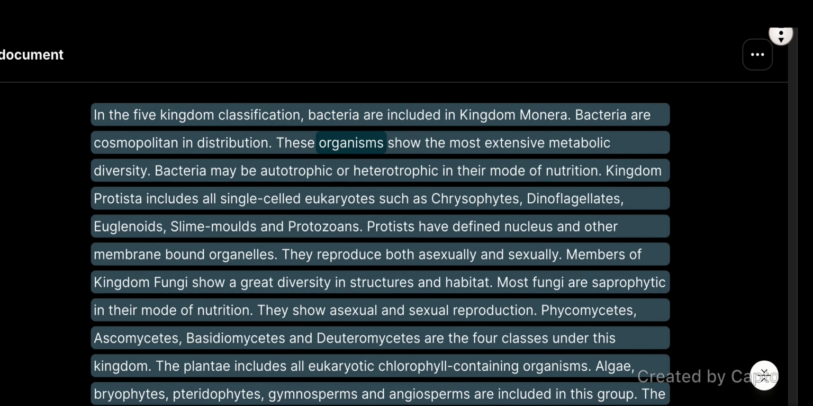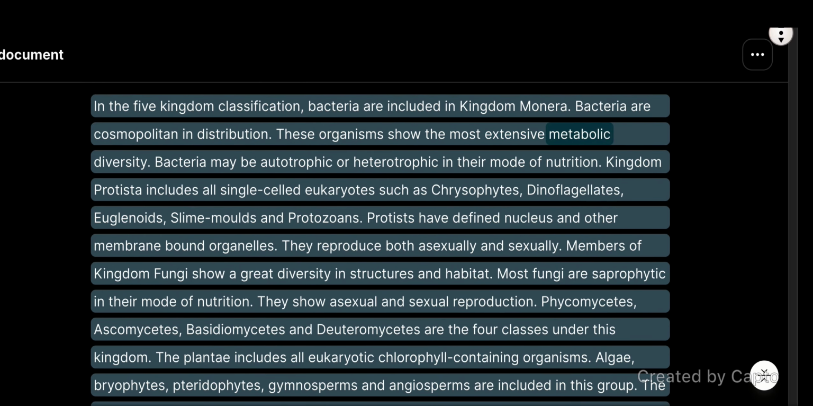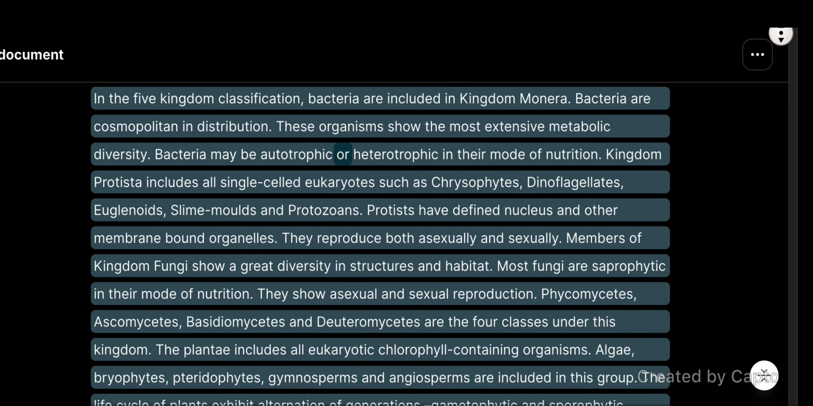Bacteria are cosmopolitan in distribution. These organisms show the most extensive metabolic diversity. Bacteria may be autotrophic or heterotrophic in their mode of nutrition. Kingdom Protista includes all single-celled eukaryotes, such as chrysophytes, dinoflagellates, euglenoids, slime molds, and protozoans. Protists have a defined nucleus and other membrane-bound organelles. They reproduce both asexually and sexually.